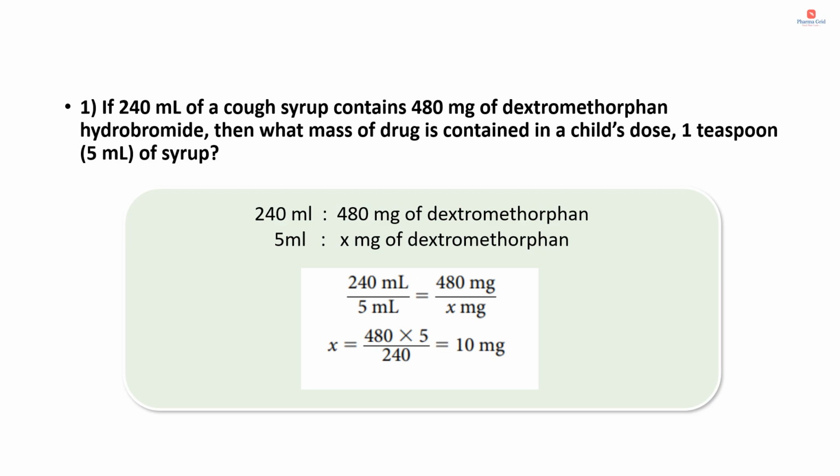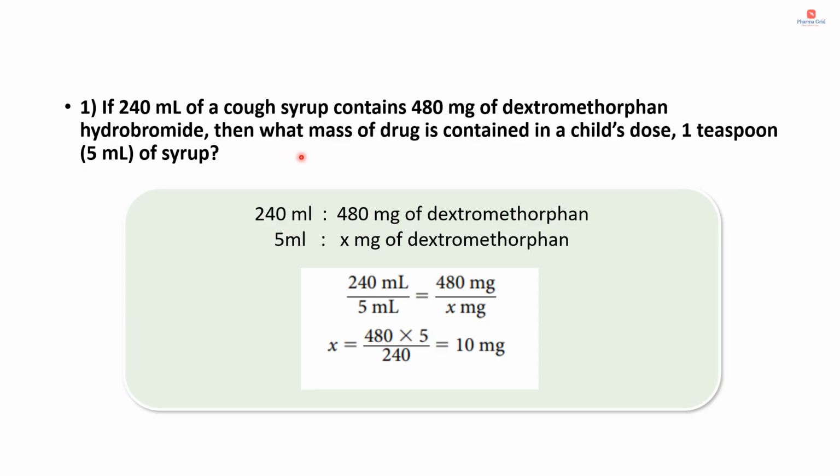So in today's video, we are going to discuss some pharmaceutical calculations. So let's begin with today's first question. If 240 ml of a cough syrup contains 480 milligram of dextromethorphan hydrobromide, then what mass of drug is contained in a child's dose? 1 teaspoon of syrup. 1 teaspoon means 5 ml, whereas 1 tablespoon means 15 ml.